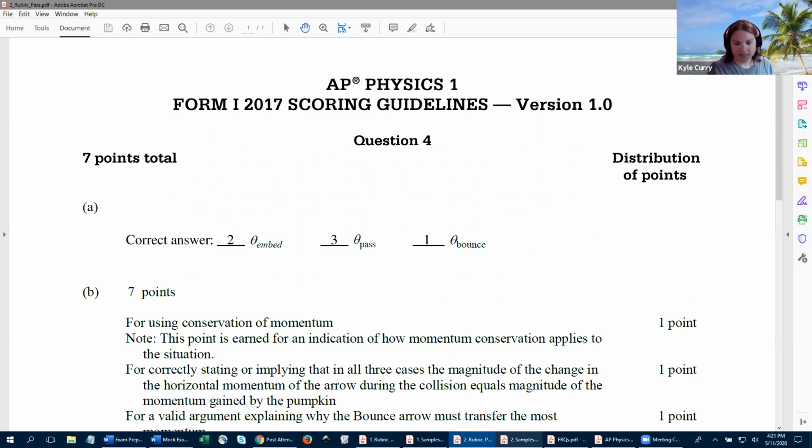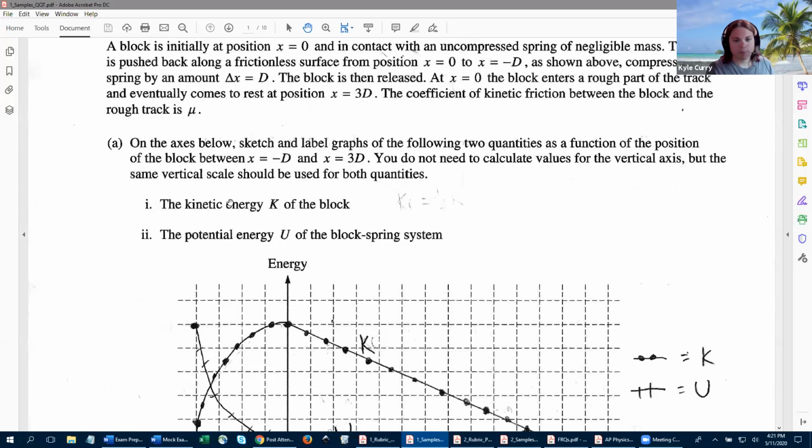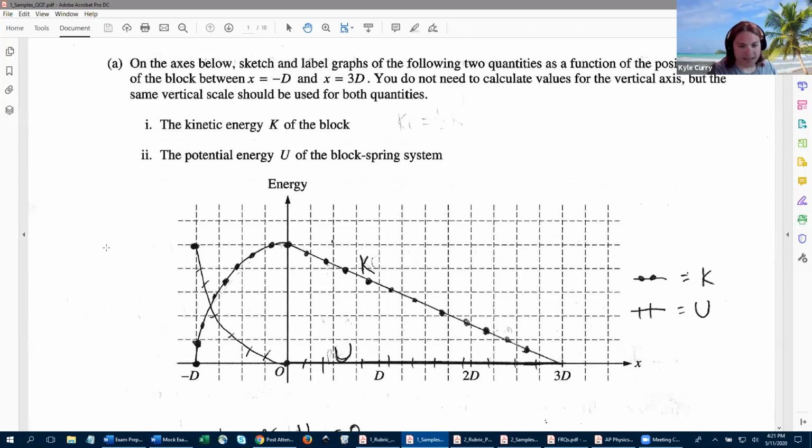And let's go to the sample here. All right, so here is Part A. We need to take a few moments to look at that rubric, because I can't put them both on the screen at the same time.